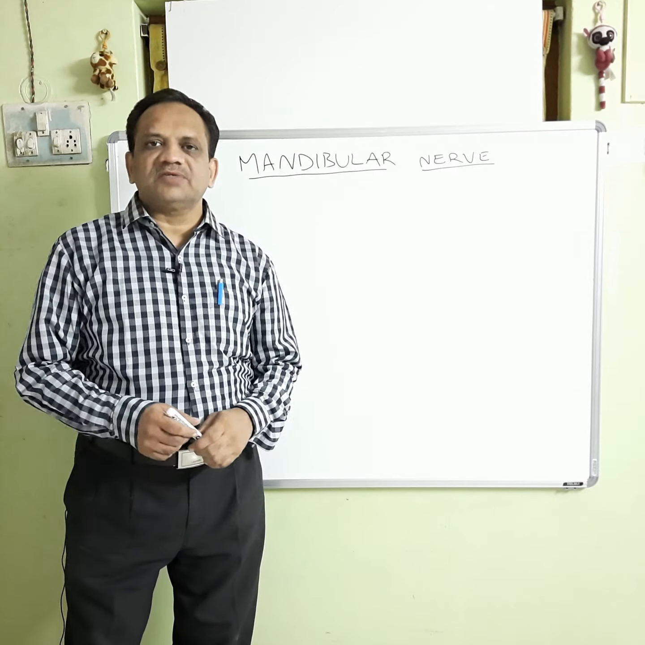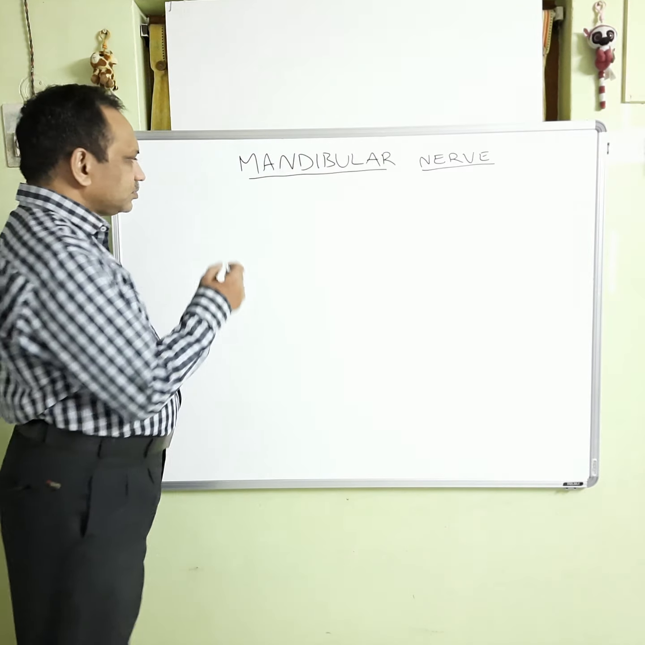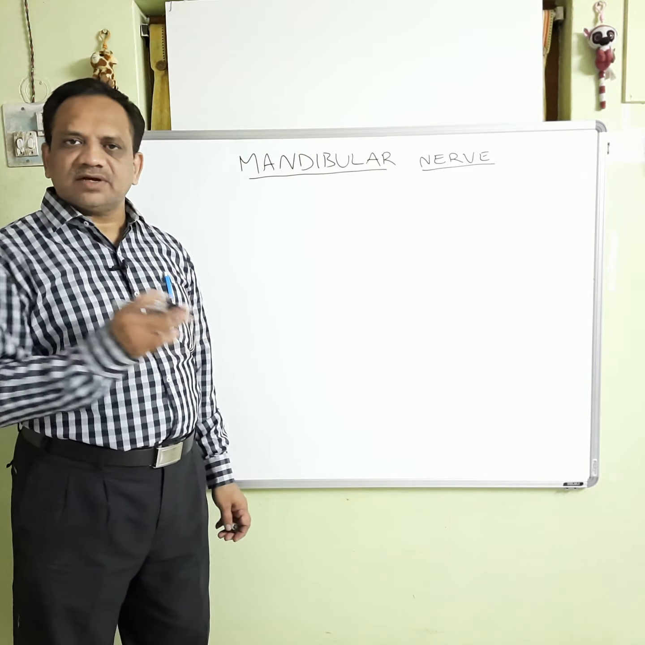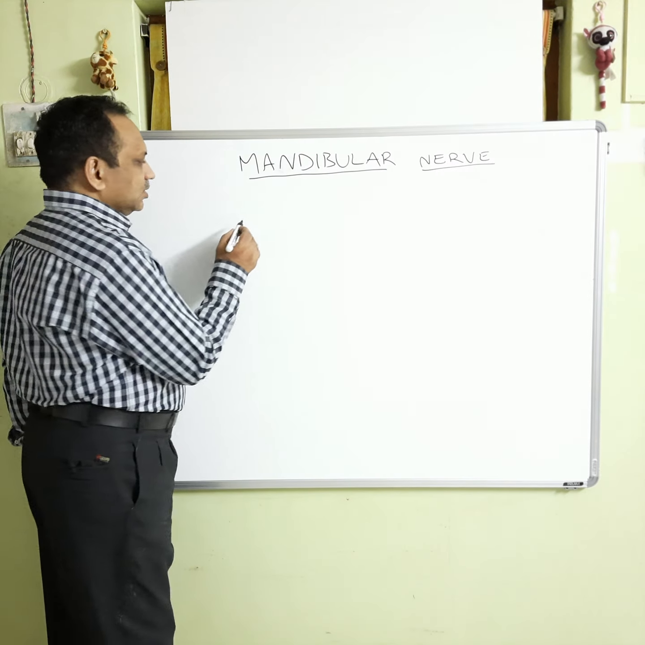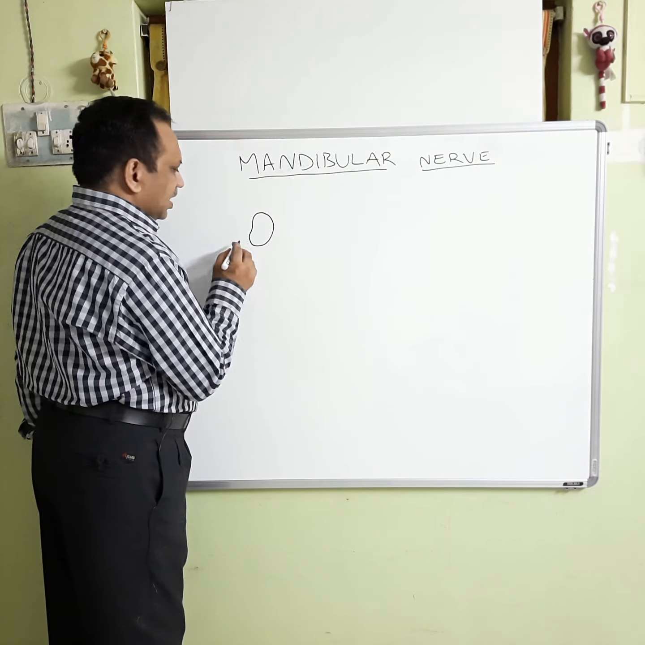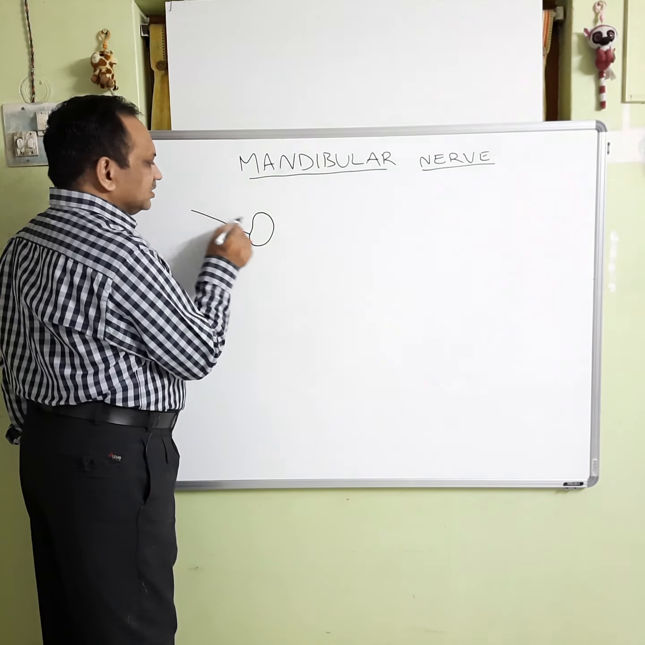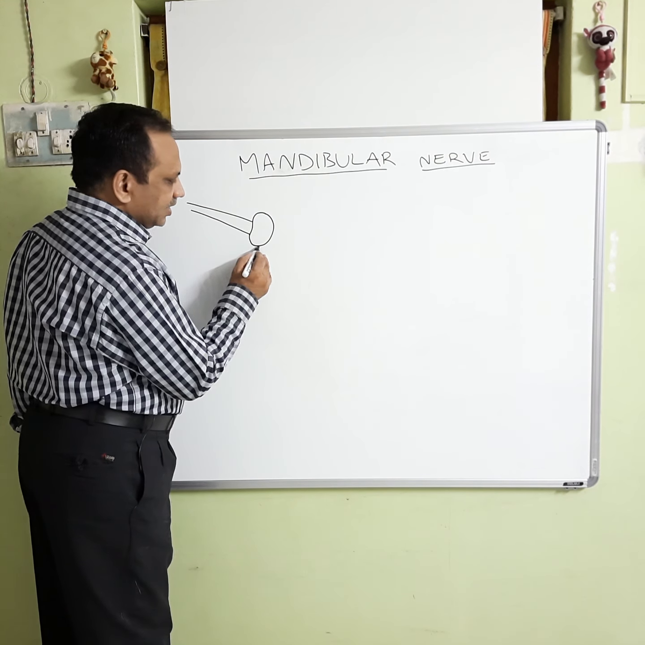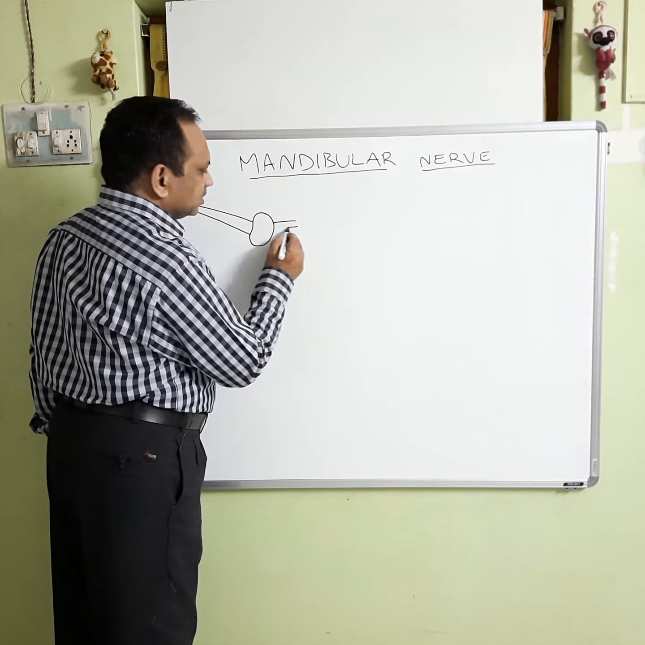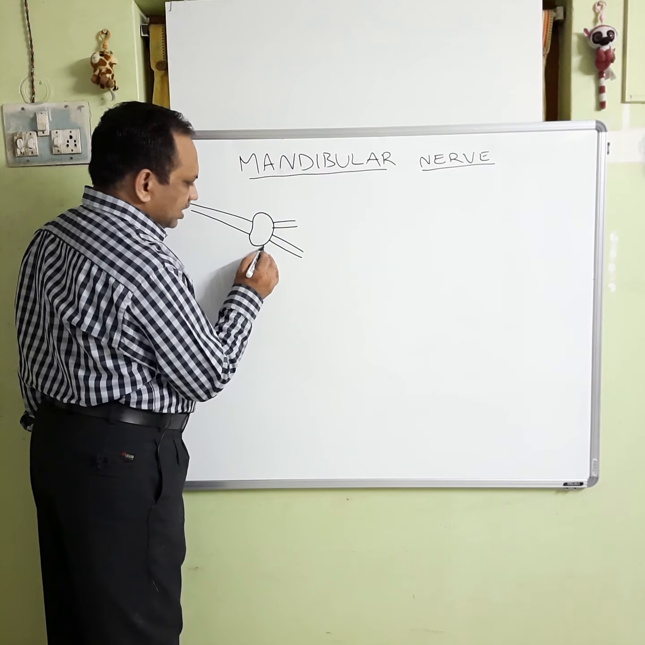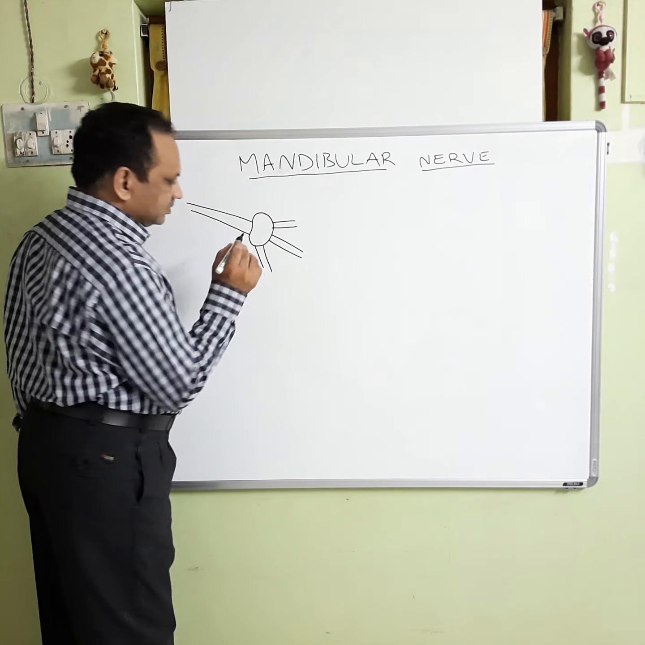The sensory root is from the trigeminal ganglion. The trigeminal ganglion is situated in the Meckel's cave at the apex of the petrous temporal bone. So this is the trigeminal ganglion and this is the sensory connection to the pons. From here, three branches: the ophthalmic division, the maxillary division and the mandibular division.